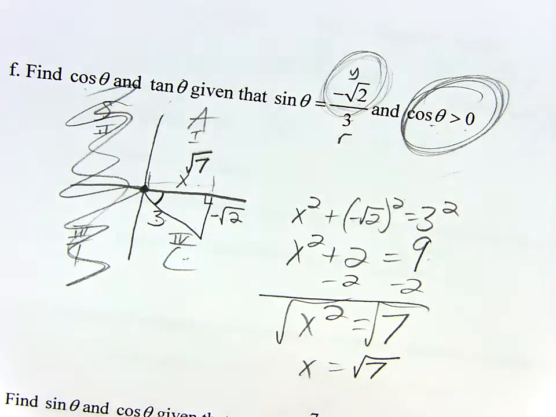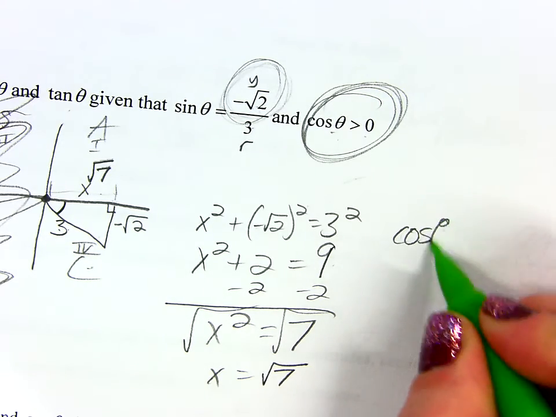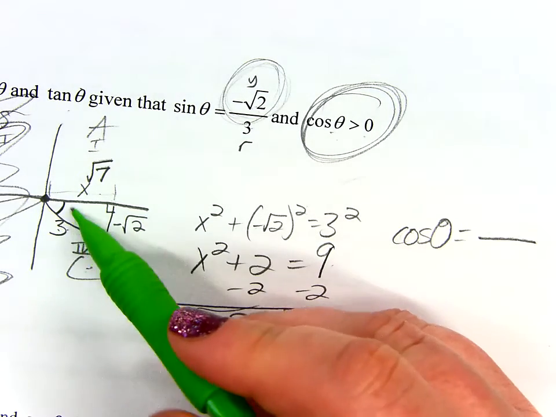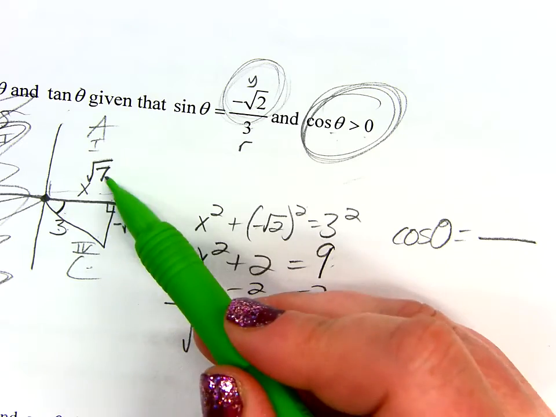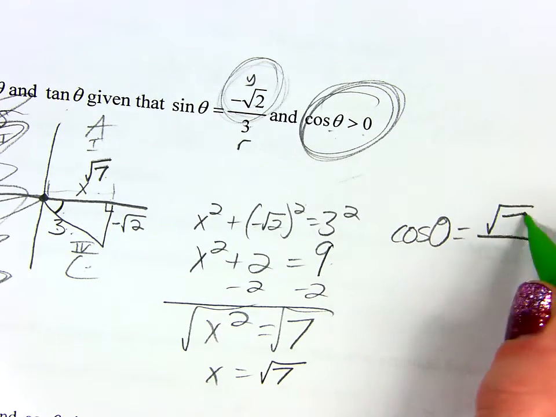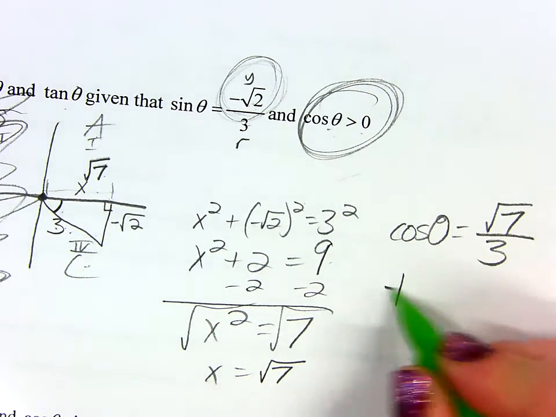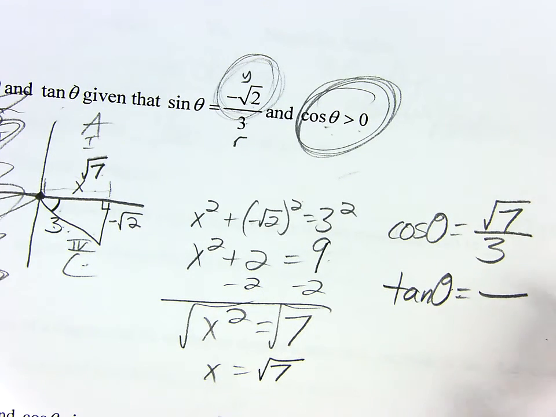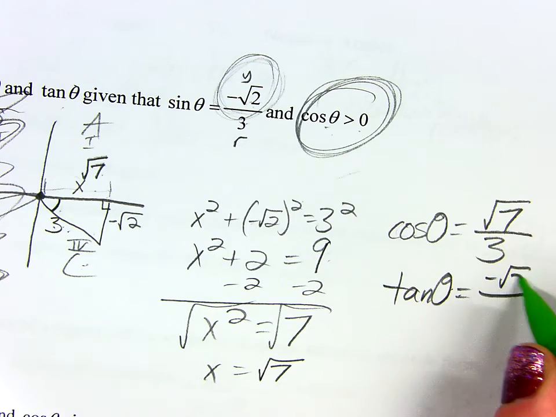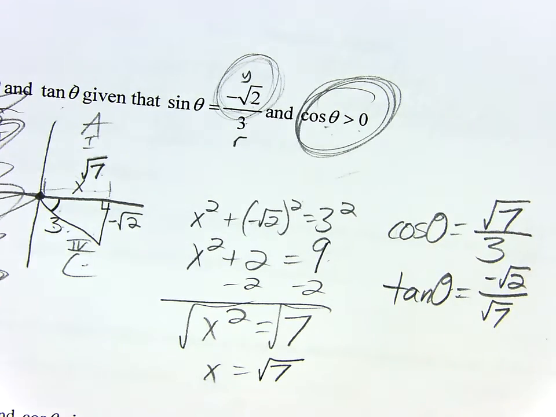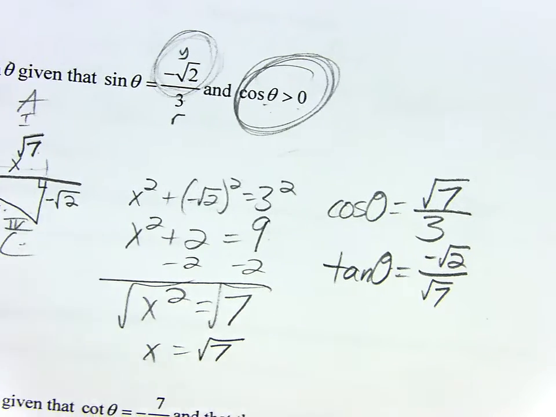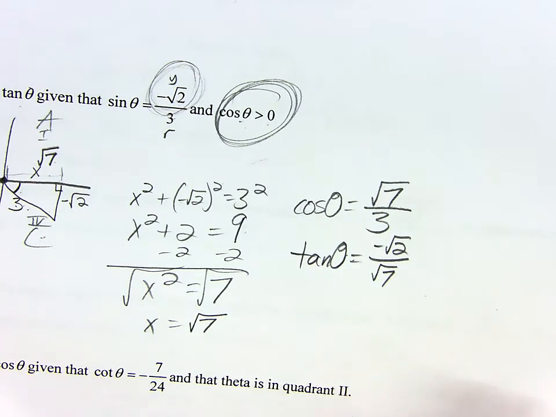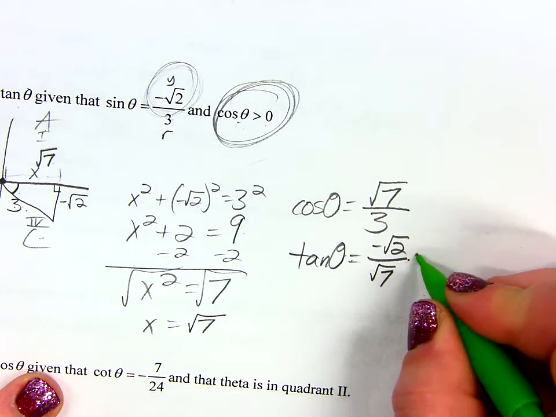And now I can go ahead and find cosine and tangent pretty easily. So cosine will be adjacent over hypotenuse. So root 7 over 3. And tangent, opposite over adjacent. So negative root 2 over root 7. But then I'd have to fix it by doing what? Yeah, times by that root 7.